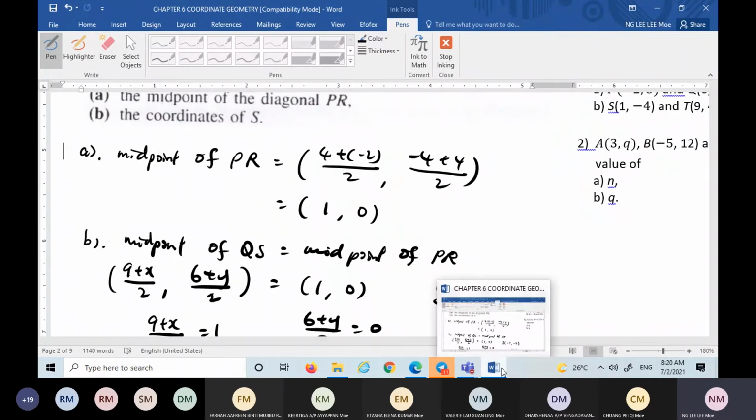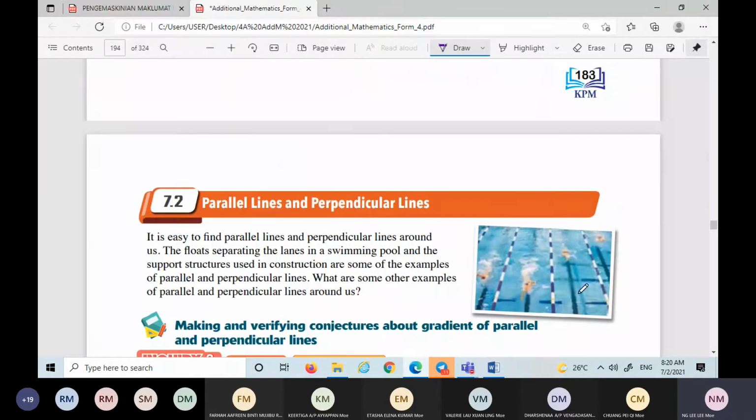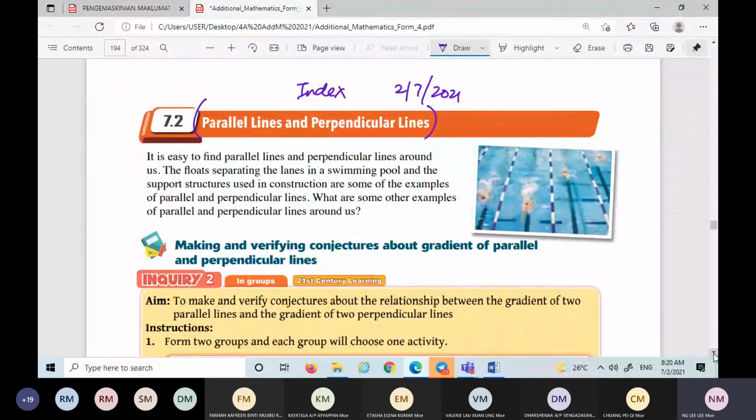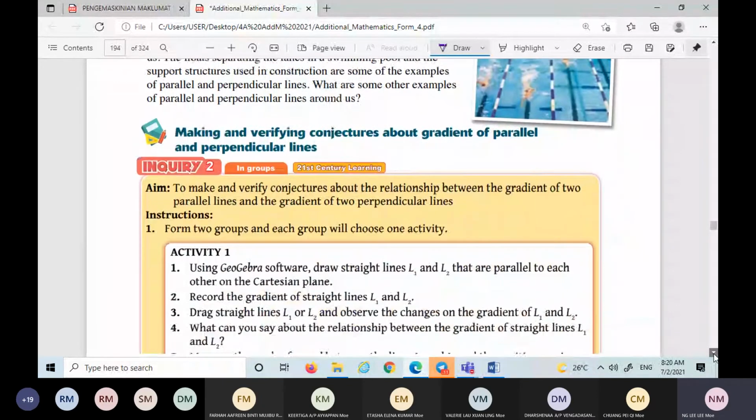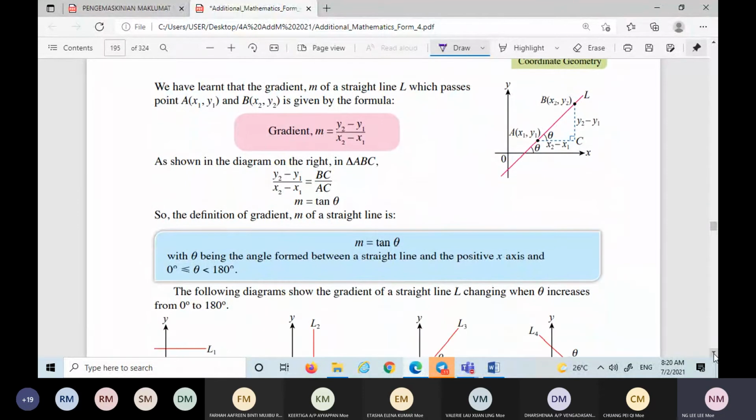Now I want to go to the next subtopic: parallel line and perpendicular line. We'll come back here. You write the index for today: parallel line and perpendicular line. Today is 2nd of July. This activity I won't do. I will go straight to this.